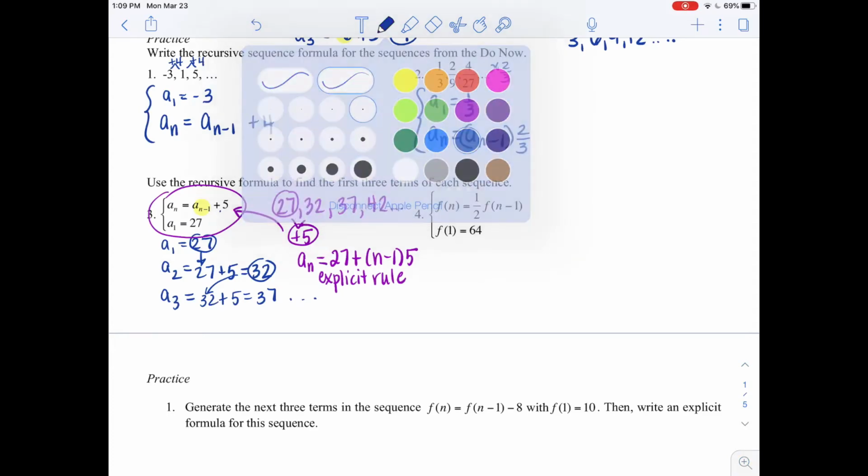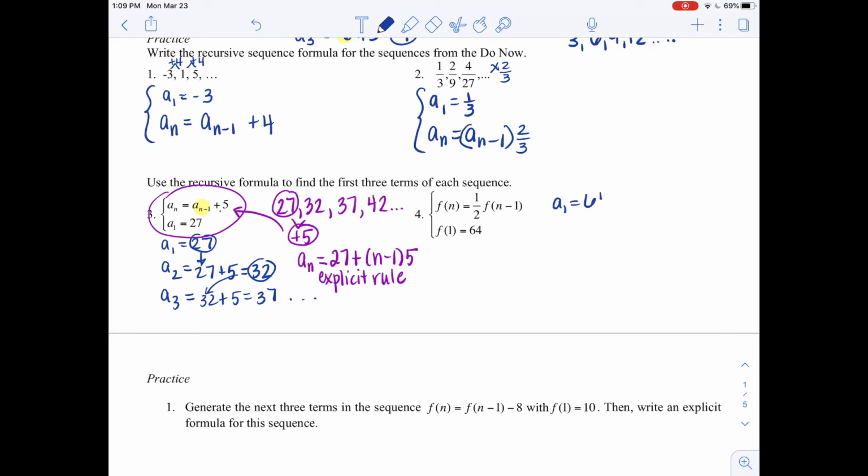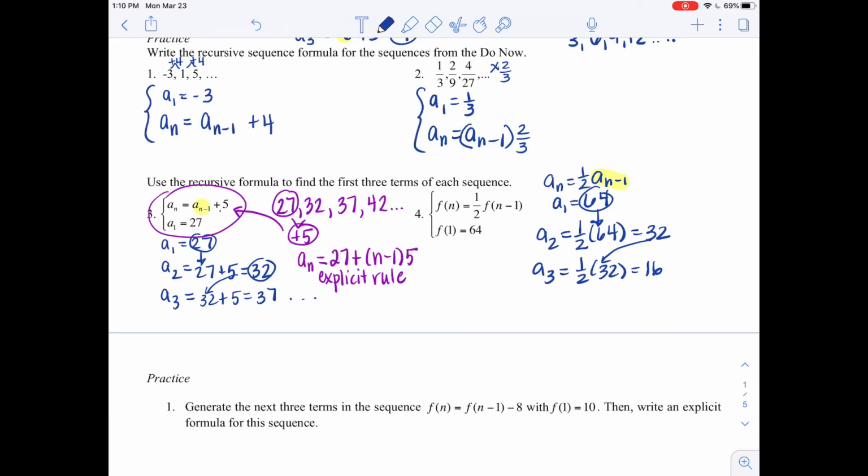Okay, take a look at the next one. So this one, I'm going to just change the notation a little. This is telling us that the first term is equal to 64, and that the nth term is equal to 1/2 of a sub n minus 1, half of the previous term. So you're taking each number and timesing it by 1/2, and that gets you your next term. So my second term is going to be 1/2 of the previous term, 64. Half of 64 comes out to be 32. Then for my third term, I'm going to take 1/2 of my previous term, 32, and that comes out to be 16, and so on and so forth.